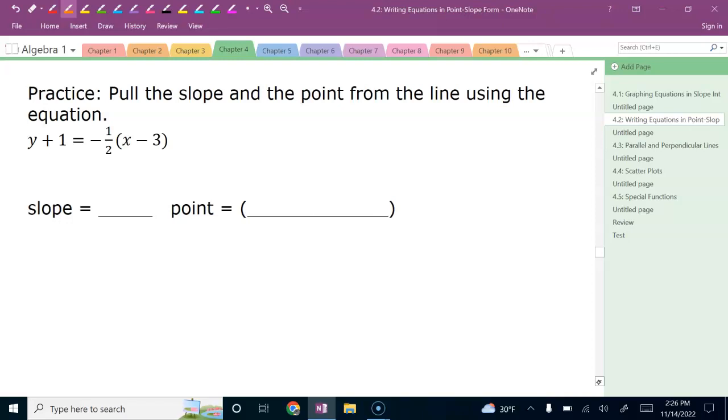So for this one, you should have pulled your slope as a negative 1/2. And for your point, I would have pulled a positive 3 and a negative 1.